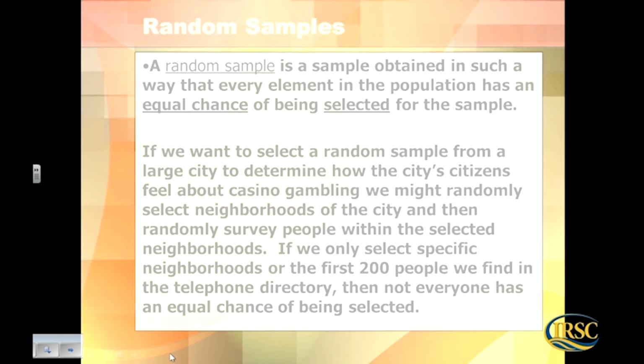So if you want to select a random sample of a large city to decide how the city's citizens feel about casino gambling, okay, this would be an example. We might randomly select neighborhoods of the city and then randomly survey people within the selected neighborhoods. Now, if we only select specific neighborhoods or the first 200 people we find in the telephone directory, then not everyone has an equal chance of being selected.